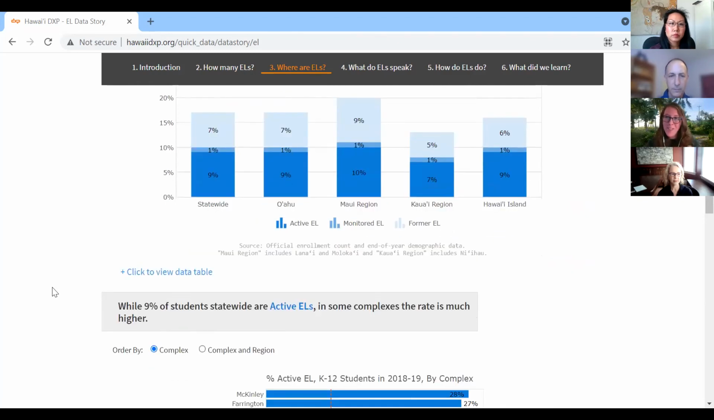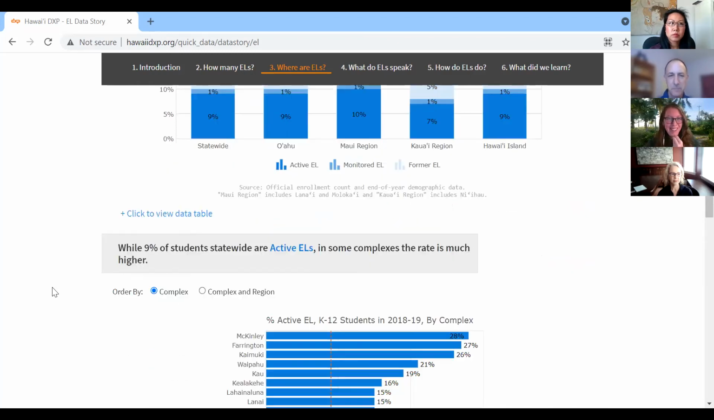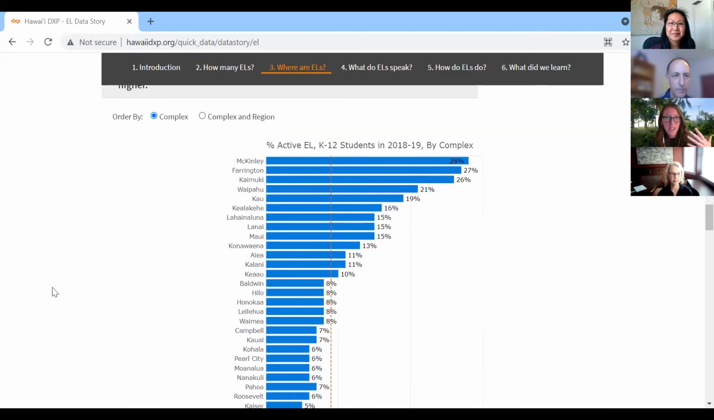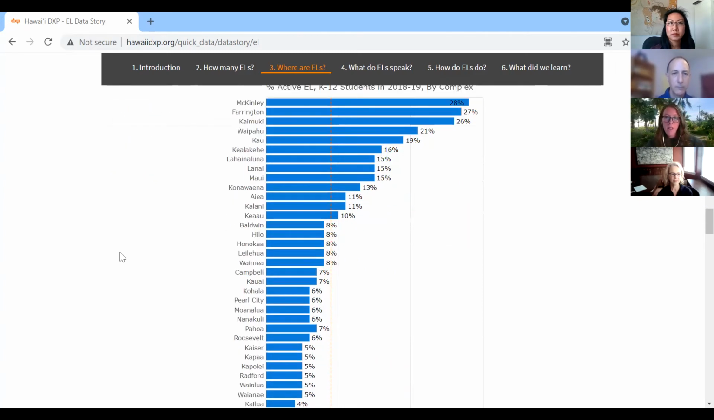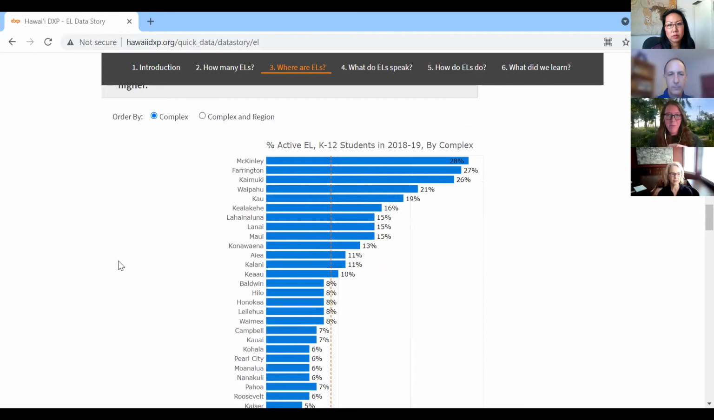And I apologize for going through this really quickly. I know that we have some other content, but it's really interesting to see how schools vary in their performance. And so they break it down further by the complex areas, which essentially are groupings of, we can think of it slightly as districts. Unlike the mainland, Hawaii's Department of Education is organized slightly differently in that it's a unitary system. So schools are grouped by complex areas. But you can see that some schools have EL populations that are as large as 26 to 28%.